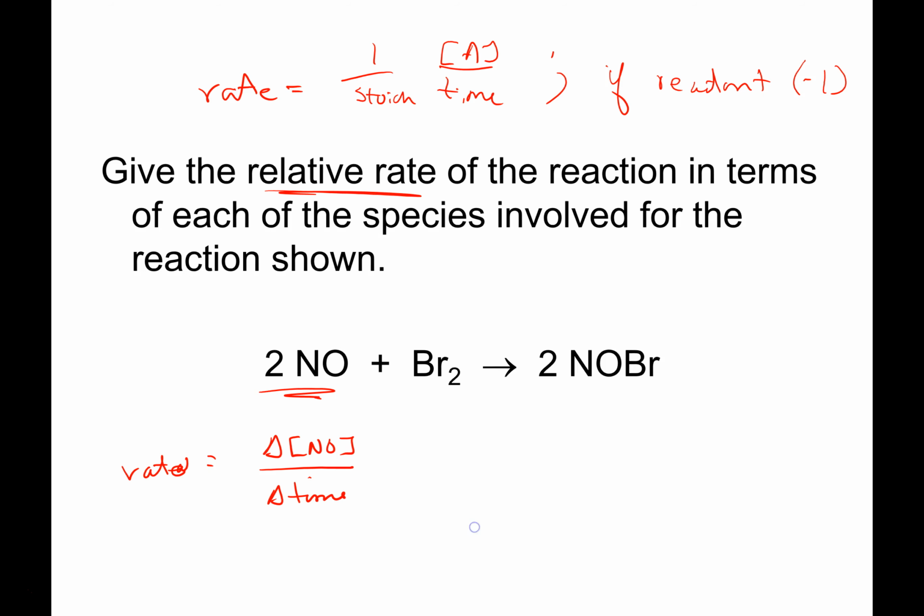1 over 2, and then this guy up here times -1. Yep, yep. I can insert a negative right there, and that's it. That's it. -1/2 times the change in NO over change in time. That's the rate. So with that pattern, Daniel, what about the Br2?